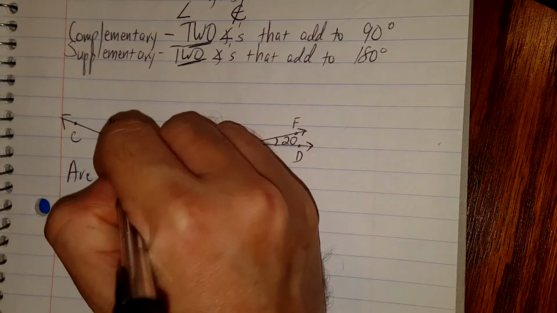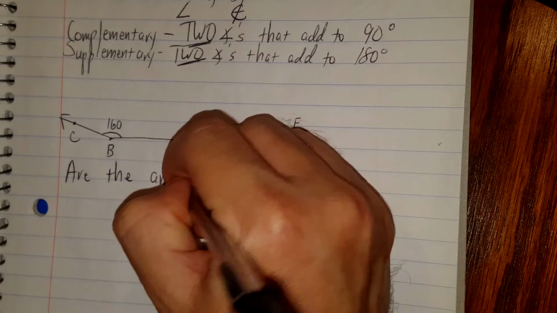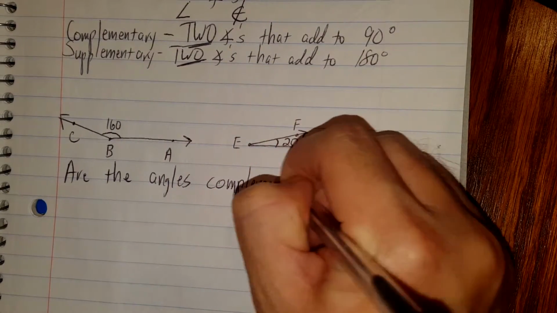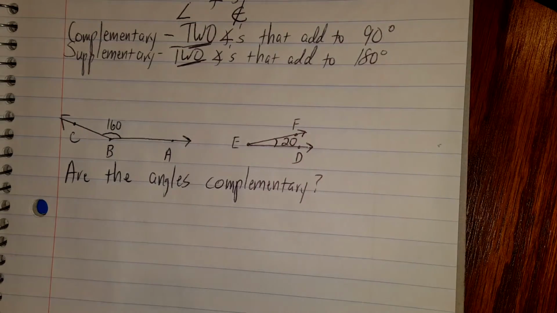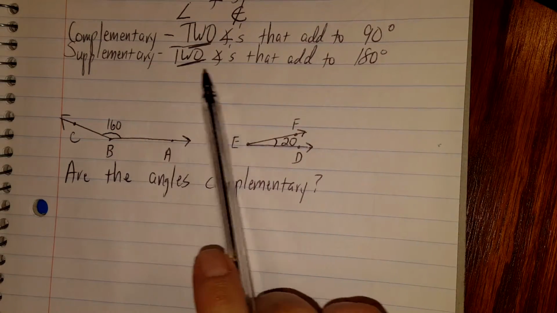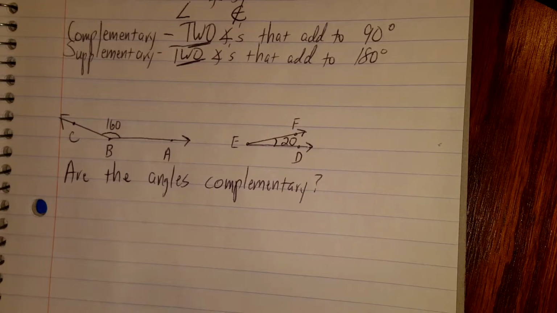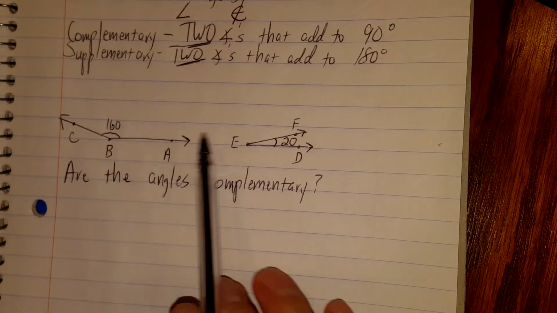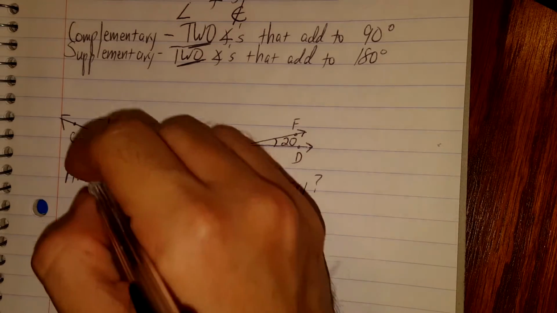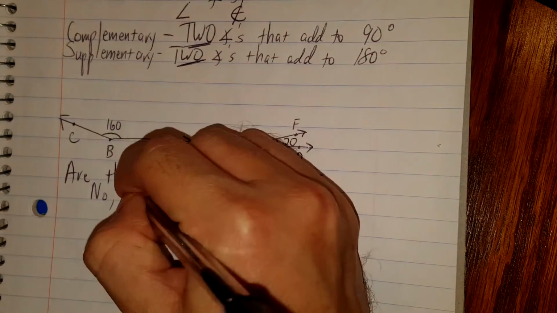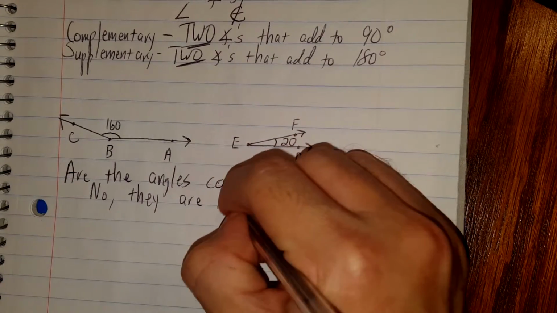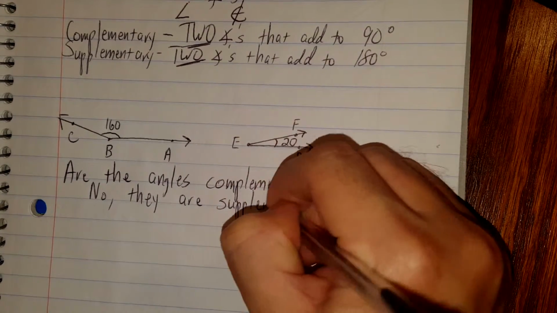Okay, so are these angles complementary? And the simple, easy answer to that is no. And that's because if you can see up here, obviously, they don't add up to 90 no matter what. They actually add up to 180, making them supplementary. So not too difficult on what to do on this.